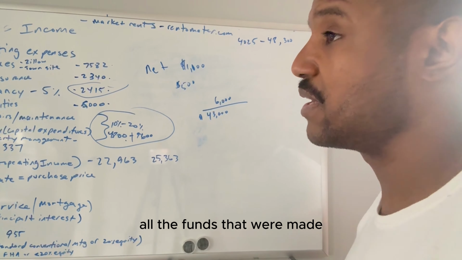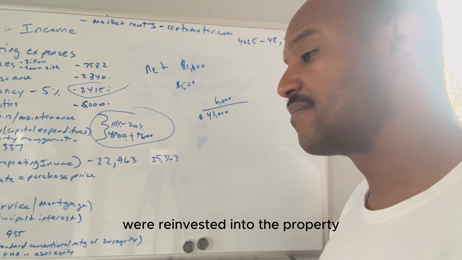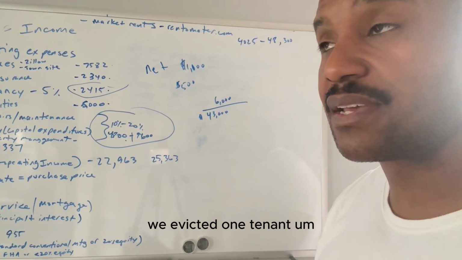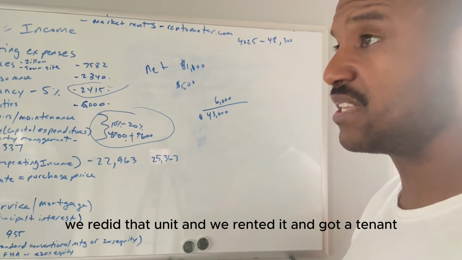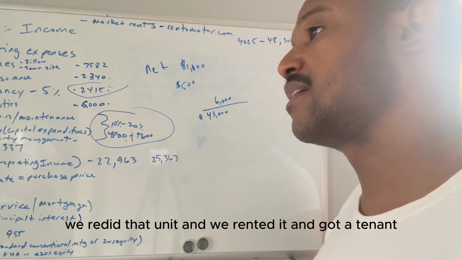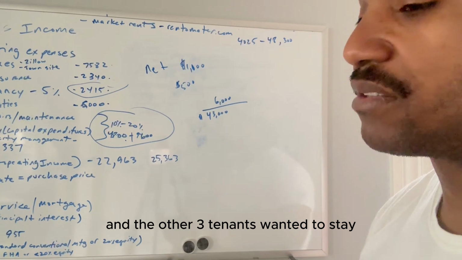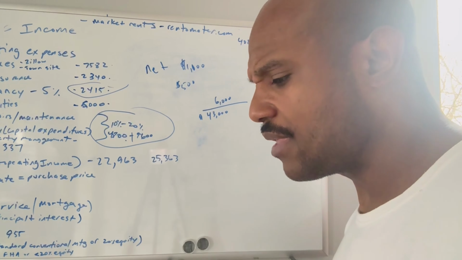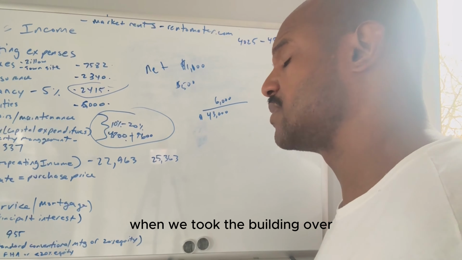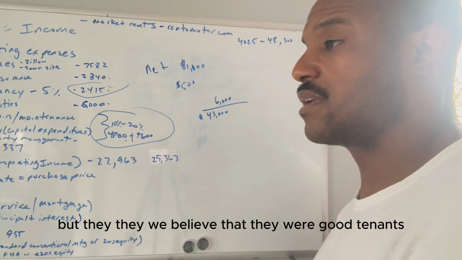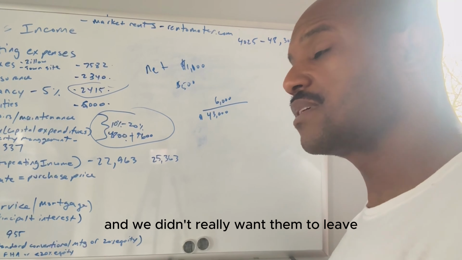All the funds that were made were reinvested into the property. You know, we evicted one tenant. We had to stabilize the property. We redid that unit and rented it, and got a paying tenant who takes good care of the place. And the other three tenants wanted to stay. We did raise the rent on them slightly when we took the building over, but we believe that they were good tenants, and we didn't really want them to leave.